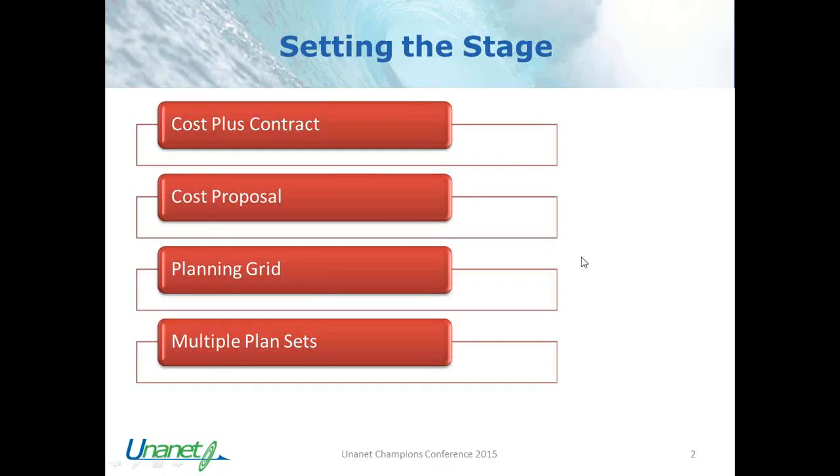So this is an example of a particular customer that uses multiple plan sets. I wanted to set the stage here to give the example that I've got set up in my demo system of a cost plus contract. We're going to start out with a cost proposal before award, and we're going to use that planning grid, that people planner, to assign and plan some people, resources. And then we're going to use multiple plan sets to be able to manipulate the working versions and baseline versions and be able to compare.